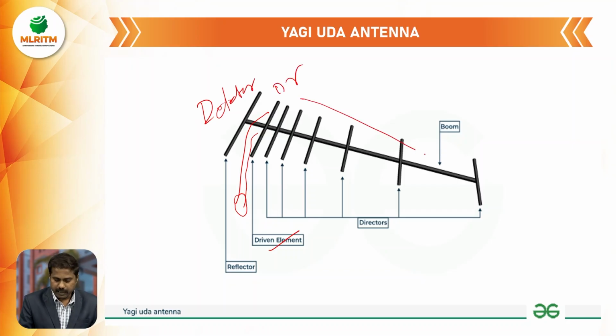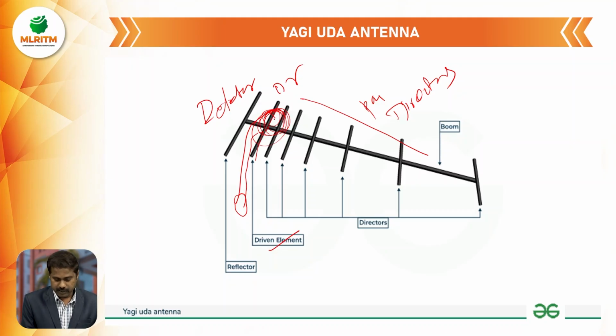And all are the parasitic elements. So that is called a director. We can call them directors. So what happens when the power supply is given to this driven element? This dipole element starts the radiation generation.